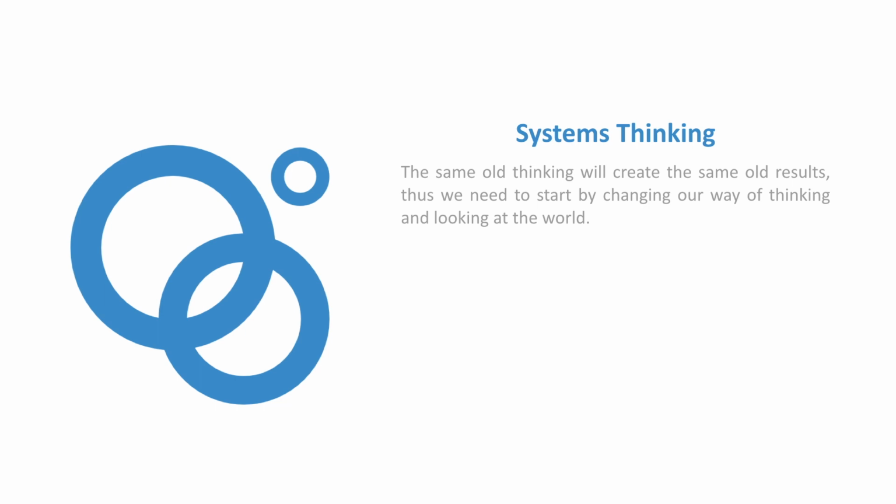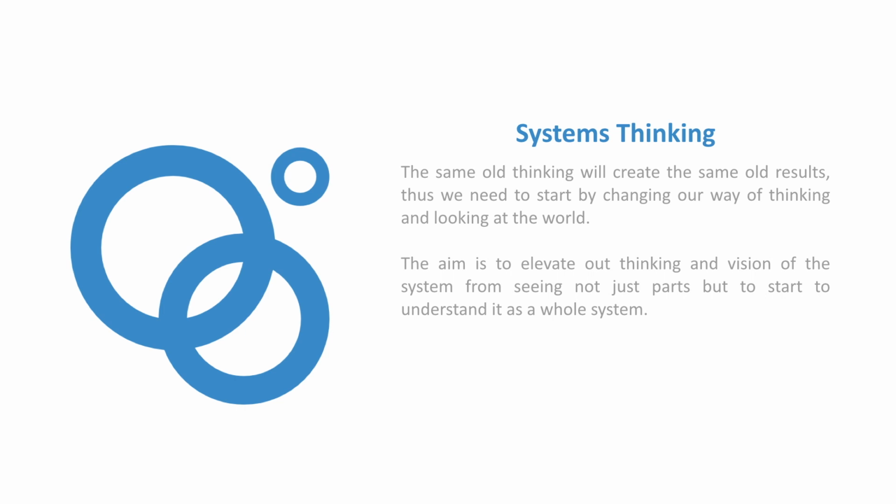The first 4 guides are going into different aspects of systems thinking and complexity theory. So the real aim here is to elevate our thinking and our vision from just seeing the parts that we're dealing with in the system to seeing the whole system. That's what we want to get from being good systems thinkers. And systems thinking is going to help us deal with complexity and learn to work with it.